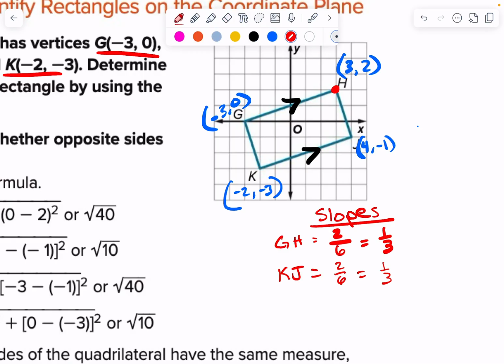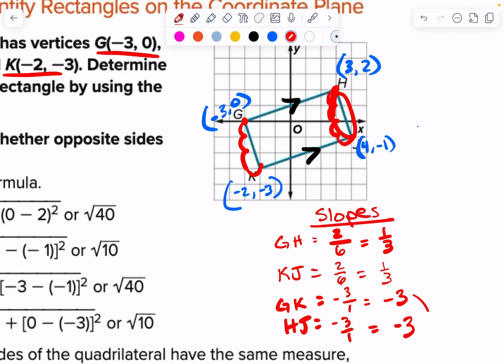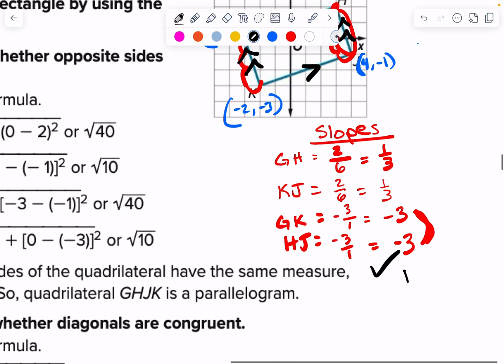But now I'm going to do this side and this side and see what those slopes are. I'm going from G to K, so GK, and then HJ. From G to K, I'm going down 3 and over 1. So down 3 over 1, which is just -3. Then from H to J, I'm also going down 3 and over 1, which is -3. The fact that these two match tells me that this one is parallel to this one. So, according to this, he is a parallelogram.